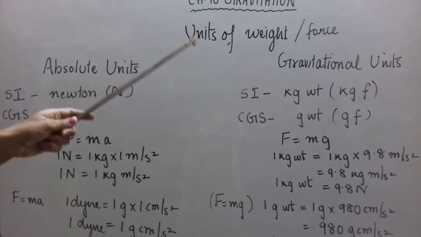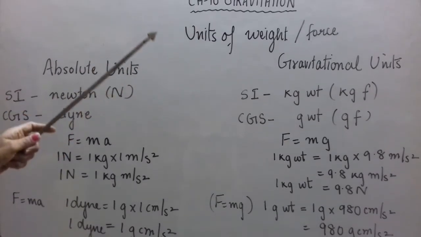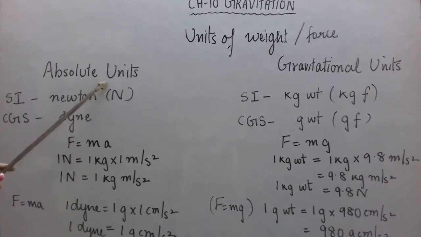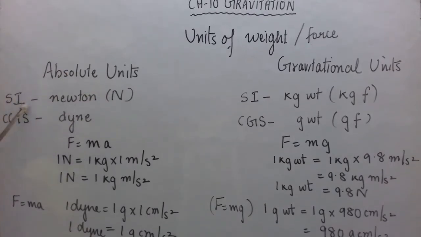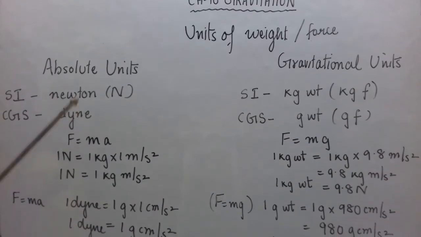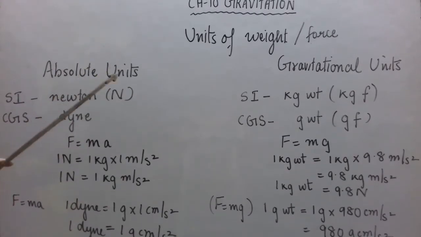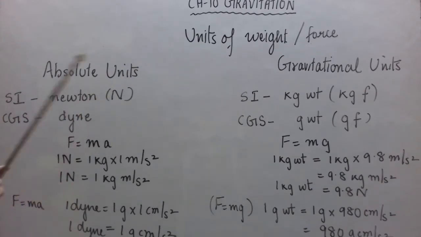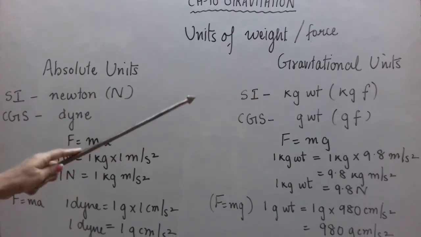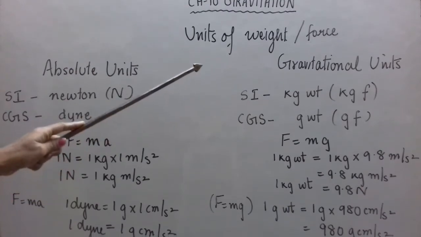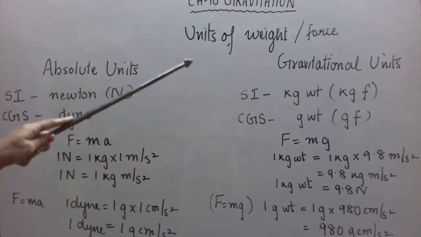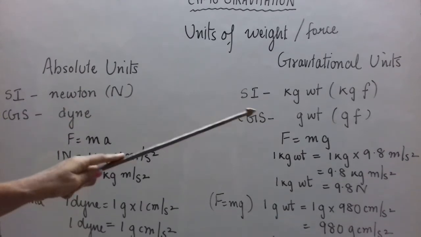Actually, when we talk about the units of weight, or units of force, there are two kinds of units. Generally, we talk about absolute units. You know that the absolute SI unit is Newton, and the absolute CGS unit of force or weight is dyne. But let us see the other type of units of weight or force. One is absolute units, which you are already familiar with. Second is gravitational units. The gravitational SI unit of weight is kg weight or kg force. And the gravitational CGS unit of weight, or force, is gram weight or gram force.